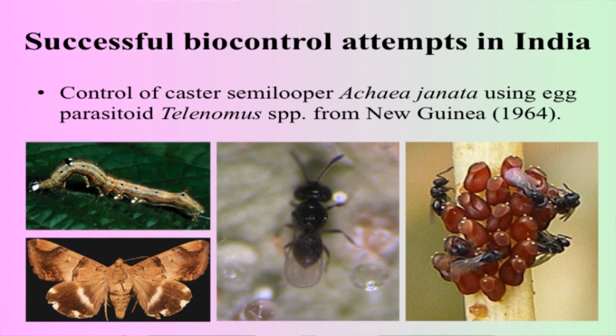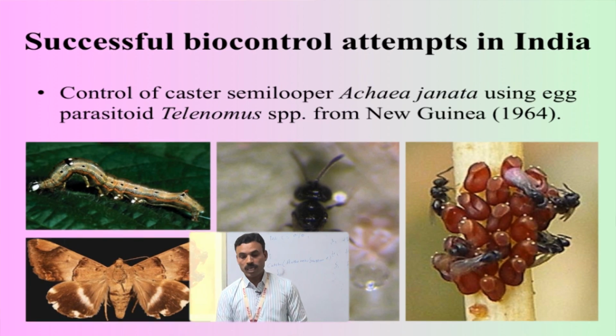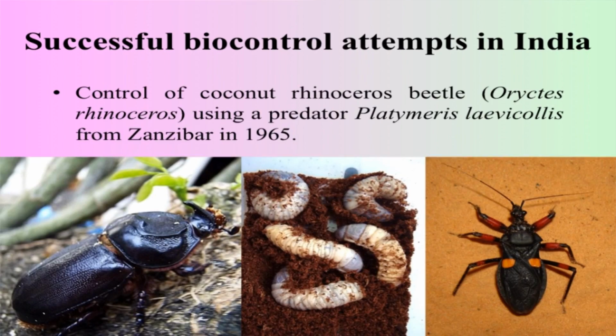The castor semilooper, which is one of the pests that sometimes occurs, has been controlled by the use of another parasitoid named Telenomus from New Guinea. The pest of coconut, the rhinoceros beetle, can be controlled by a predator known as Platymeris laevicollis, and it has been successfully done, brought from Zanzibar.